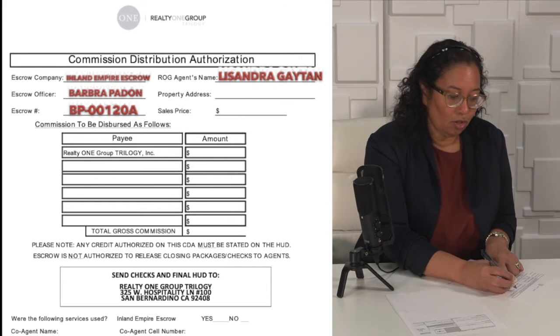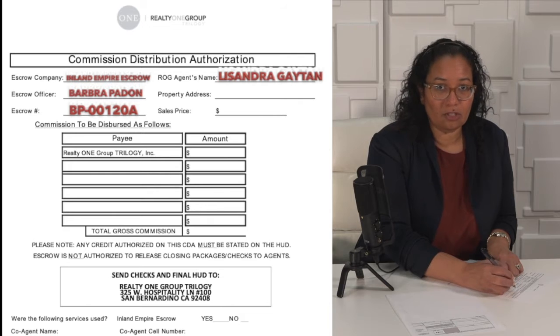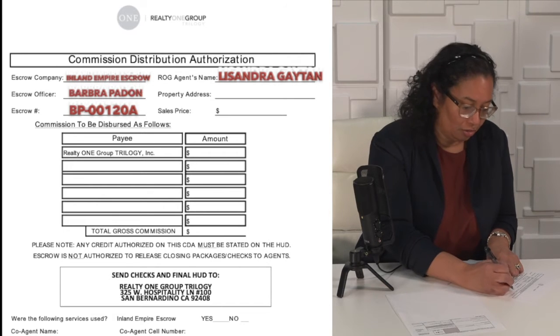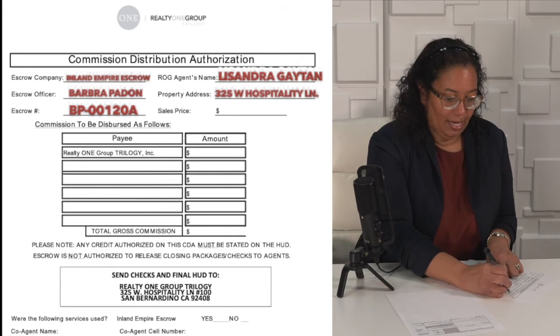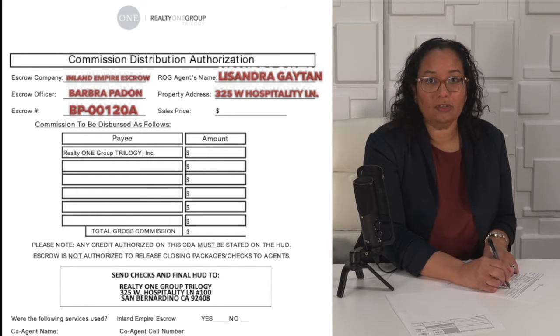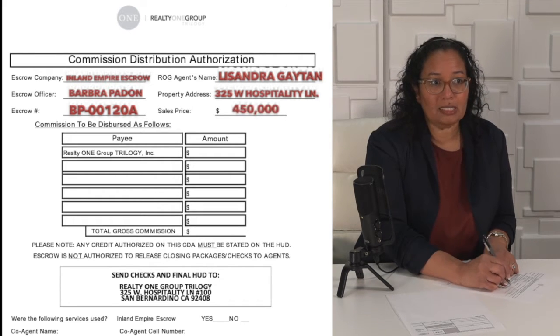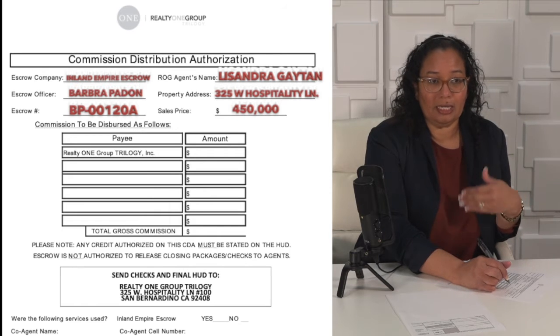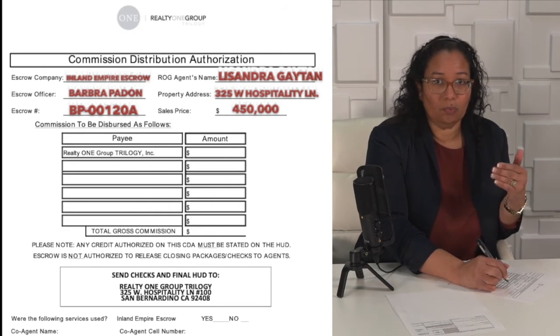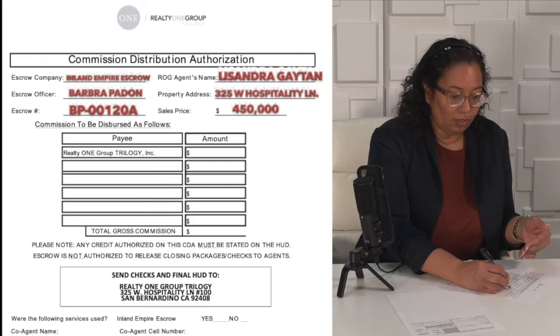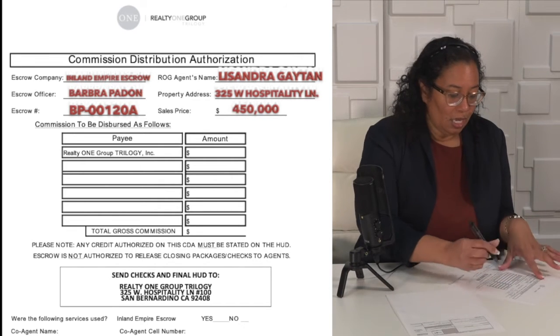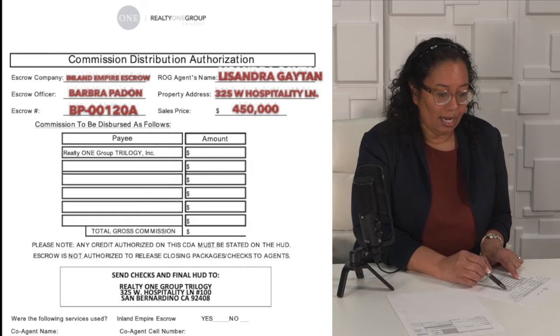You're going to write also the property address. It has to have the address in order to match it up. So let's say one of my addresses. And then you're going to have the correct sales price. The sales price is going to be the price that the house is selling for. Not the price on the purchase contract if it later changed. You have to write in there the final purchase price. So let's say sold for $450, you write $450.